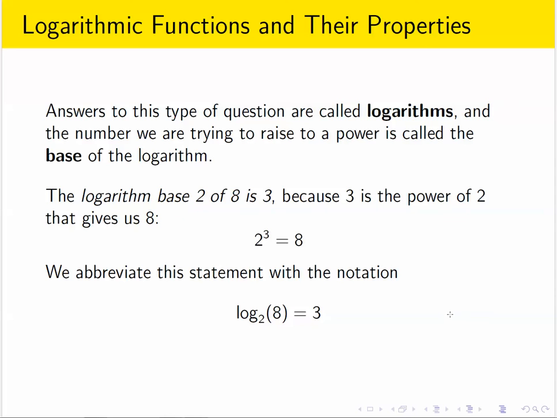So we can express this relationship by saying that the logarithm base 2 of 8 is 3, and that's written this way. Log, short for logarithm. Base 2 is indicated as a subscript here. And we're asking, when we look at this, what power of 2 do we need to get 8? The power we need is 3, so the quantity on the left side is just equal to 3.